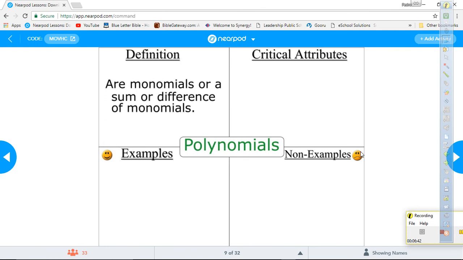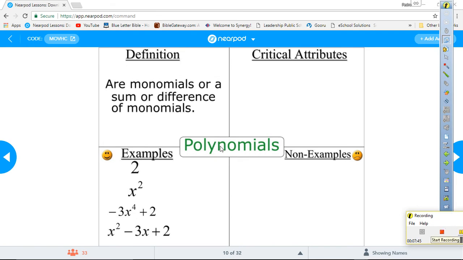Or sum or difference of monomials. Picture that? Is everybody picturing the sum or difference of monomials? Write these examples down. We'll clarify with the examples. Examples: 2, x squared, negative 3x to the 4th plus 2, x squared minus 3x plus 2. Copy that, and then we'll talk about it.